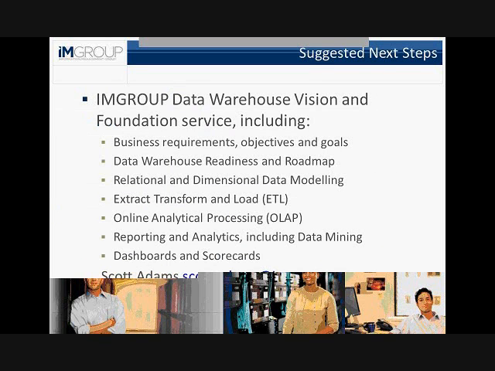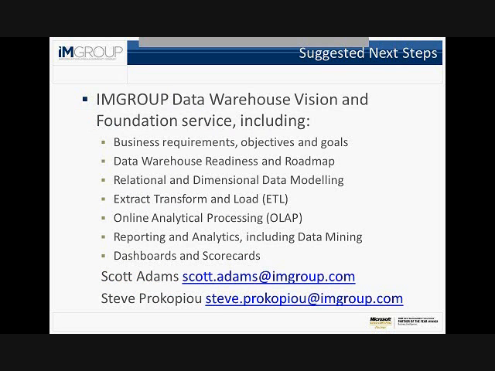What we can then suggest as next steps, that's obviously a very brief introduction. It's difficult to do something like that justice in 20-30 minutes, especially when we have an unknown audience. What I would suggest is that you engage IMGroup in looking at your data warehouse vision, using something like the Vision and Foundation service from IMGroup, Information Management Group, looking at your business requirements for data warehousing, your objectives and goals, assessing the readiness of the organization for data warehousing, and identifying a roadmap, so stages where you might deploy or develop your data warehouse strategy and so on.